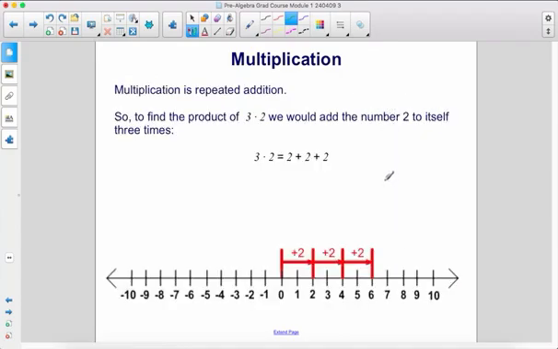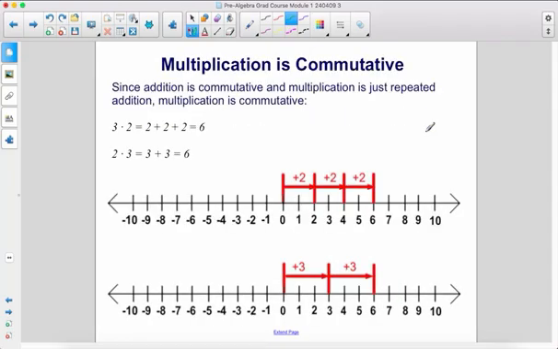Multiplication is repeated addition. So to find the product of 3 times 2, we would add the number 2 to itself 3 times. I like to think of this as 3 groups of 2. So 1 group, 2 groups, 3 groups of the number 2. 2 plus 2 plus 2: start at 0, move 2 to the right, 2 to the right, 2 to the right, and the answer is 6.